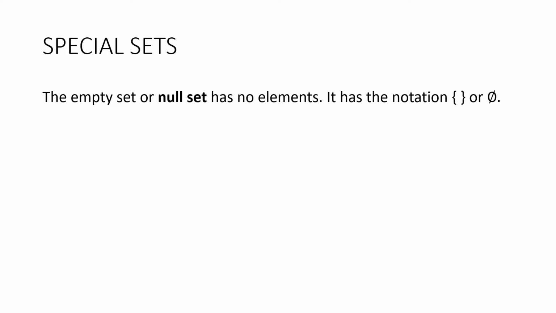The empty set or null set has no elements, and there's two ways that we can write it. Curly brackets with nothing inside, or a 0 with a line through it.